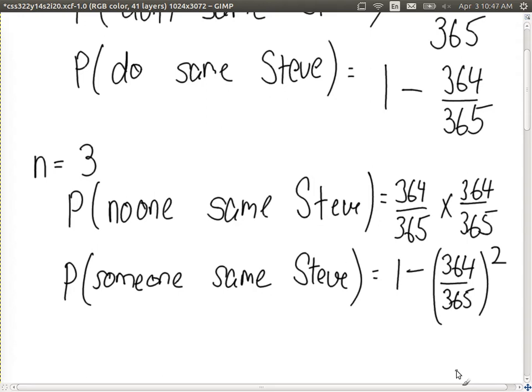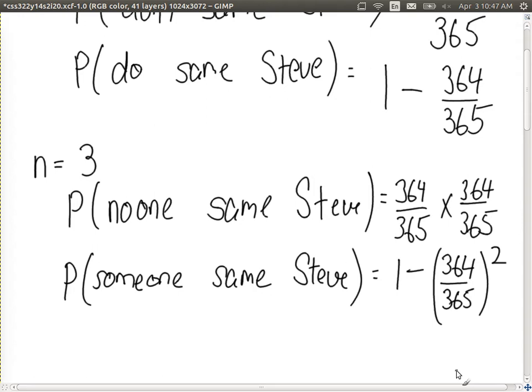And we can do it from this perspective: you look at the chance that no one has the same birthday as me. That is, the first person's birthday falls on one of the other 364 days, and the second person falls on one of those other 364 days. The probabilities multiply together and you get the chance that no one does, and the probability that one of them does is 1 minus that.